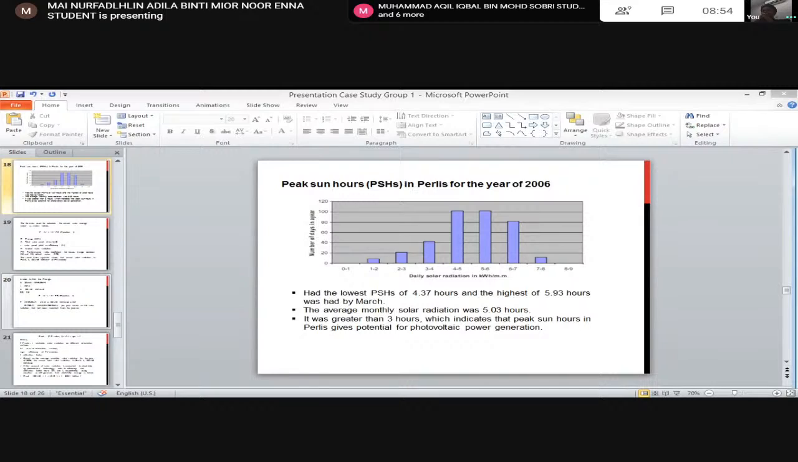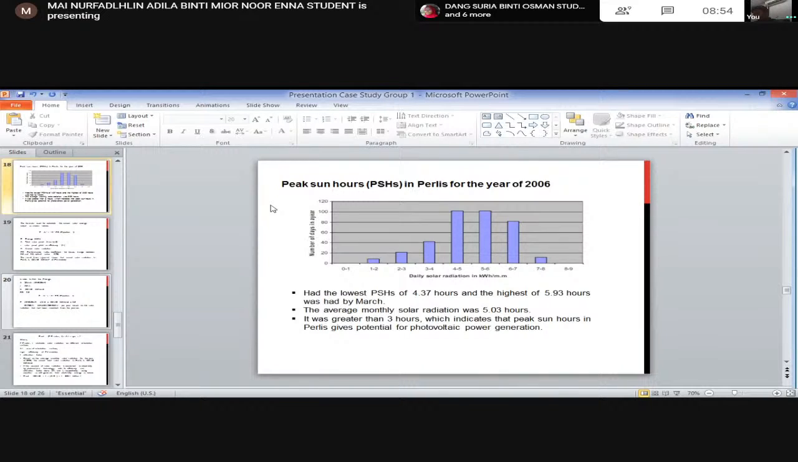Peak sun. The peak sun in Perlis for the year of 2006, from January to December. It had the lowest peak sun of 4.37 hours, and the highest is 5.93 hours in March. The average is 5.03, and it was greater than 3 hours, which indicates that peak sun hours in Perlis give potential for photovoltaic power generation.